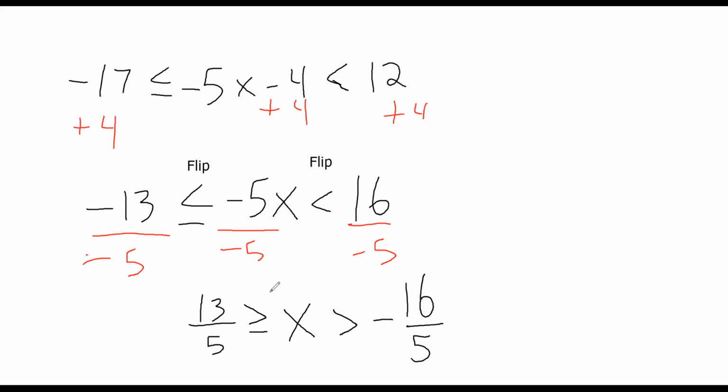This is an accurate way to write it, but it's not very pretty because that's not the order we like to write it in. That's saying 13 over 5 is less than or equal to x, which is greater than negative 16 over 5. Another way to write it is to say that x is greater than negative 16 over 5, but also less than or equal to 13 over 5. In other words, I can do a mirror reflection and still be correct.